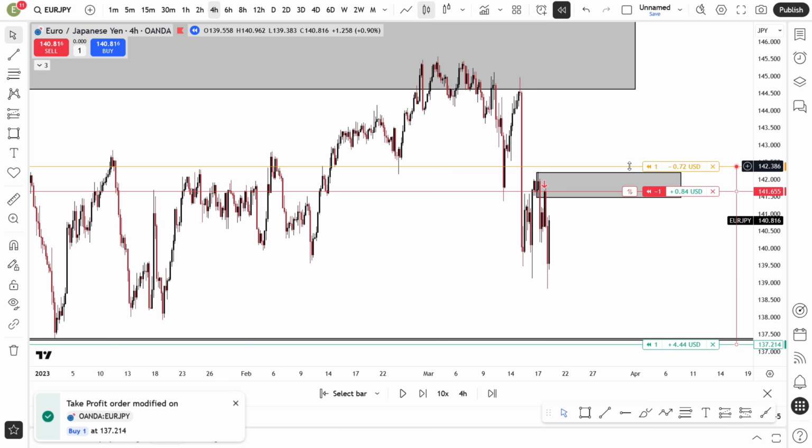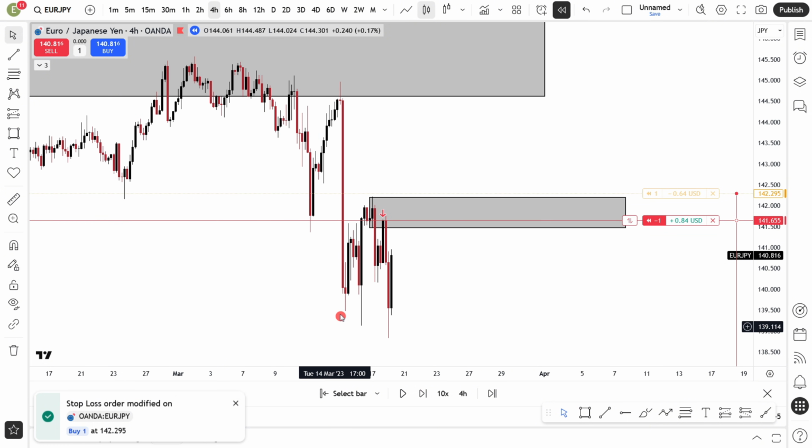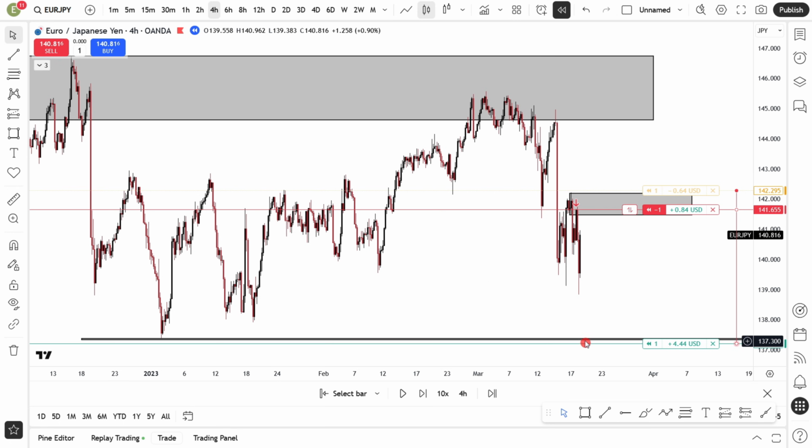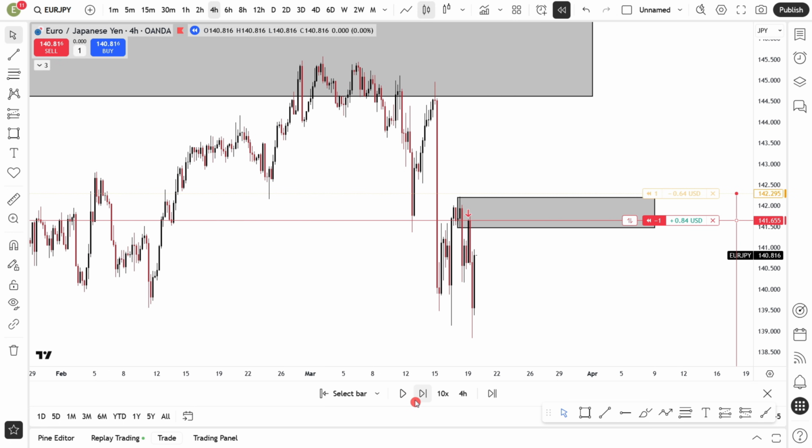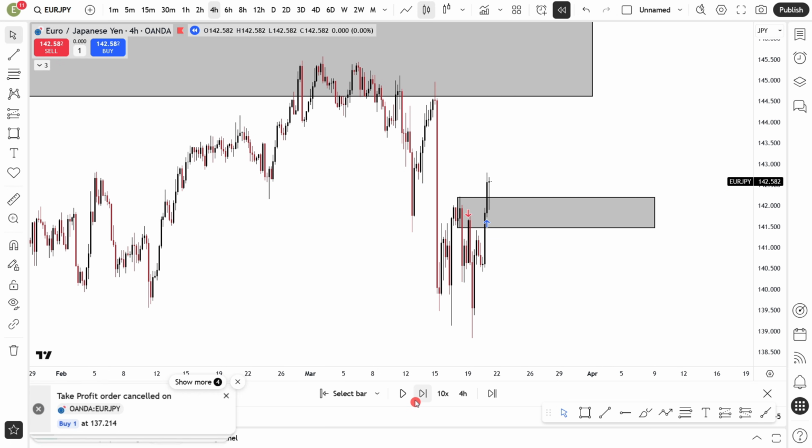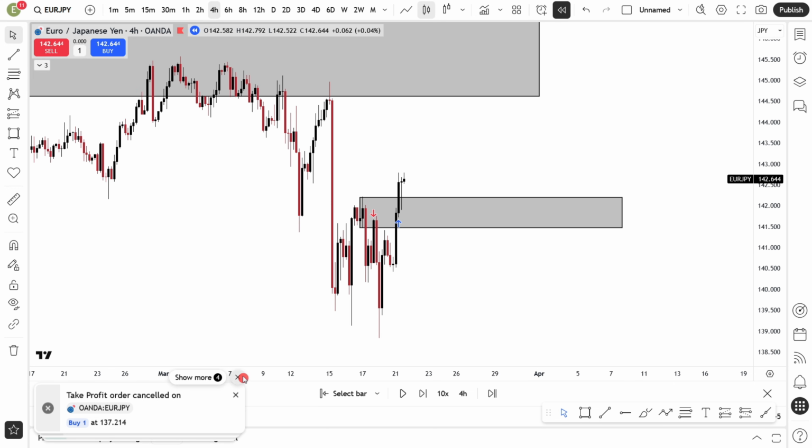Let me move my, oh man, it's too late now. In real life, you would want to take out partials. So once you cleared out this initial area, you would want to take out partials. You want to take out 50% of your position and then let the rest ride out all the way to the bottom. Okay, we would have lost this trade.